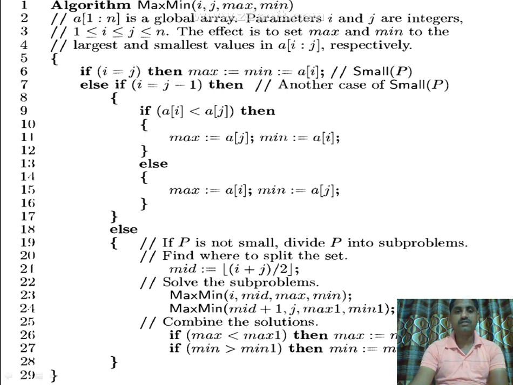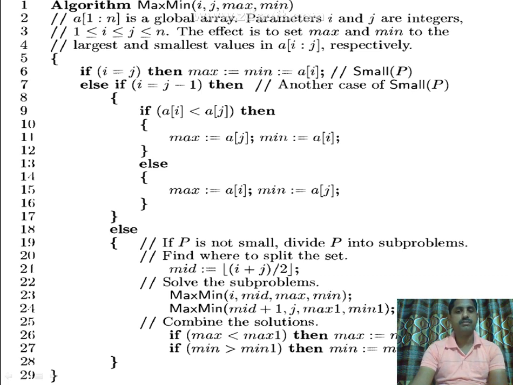If P is not small, then P is divided into smaller subproblems: mid = (i + j)/2, then MaxMin(i, mid, max, min), then MaxMin(mid + 1, j, max1, min1). Then combine these solutions: if max is less than max1, then max = max1.